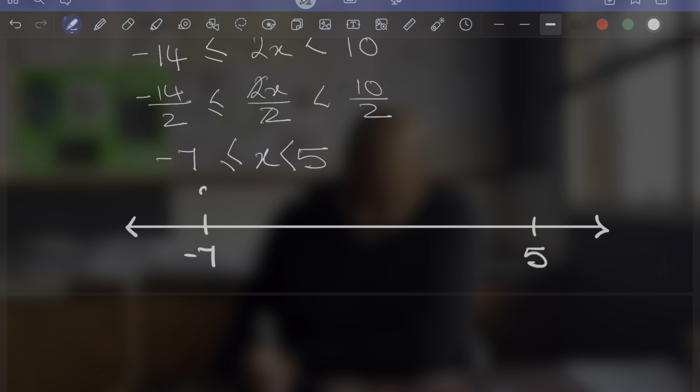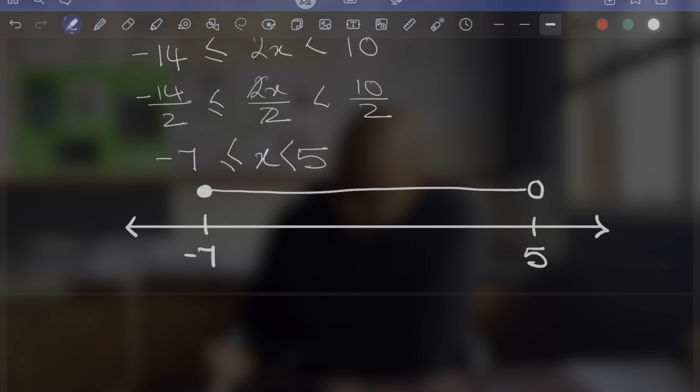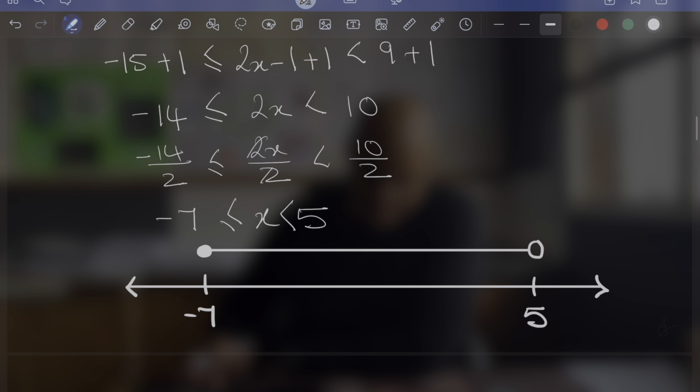I'm going to have a closed dot at -7. I'm going to have an open dot at 5. And I'm going to join the two. And that will be my solution represented on the number line. So this is the complete solution.